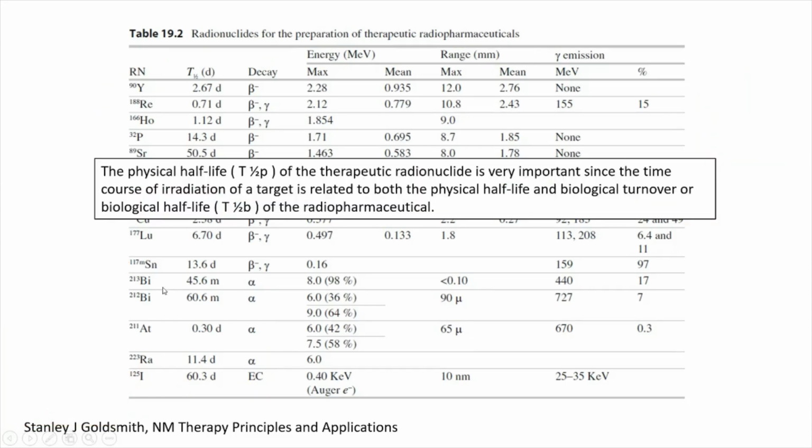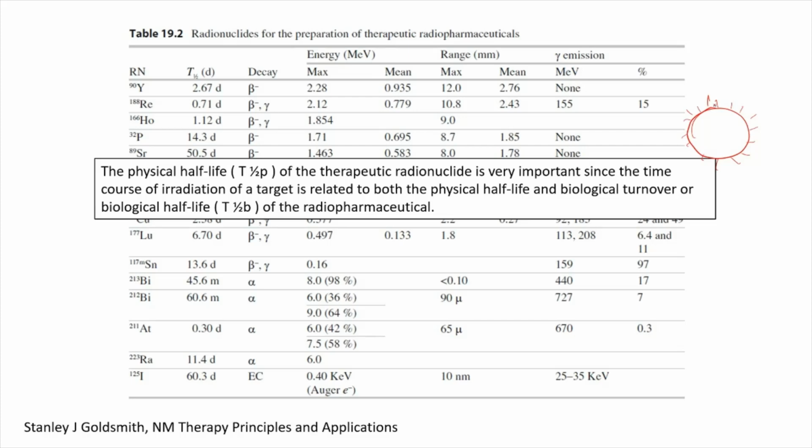So one important factor is what we call the effective half-time of a given radiopharmaceutical. It's very important because the time course of irradiation of a target is very important. For example, that's the tumor over here. So the time of irradiation of the tumor by the pharmaceutical depends on two different factors.